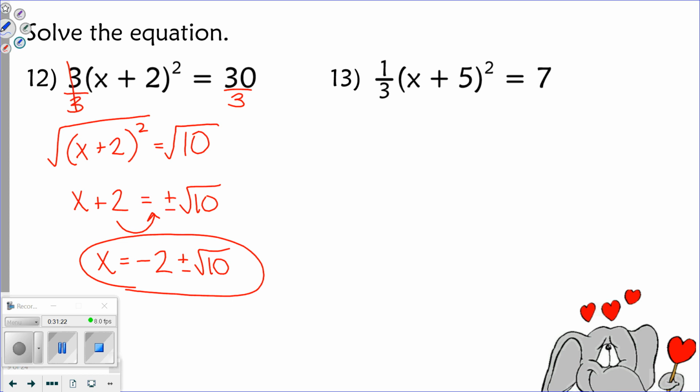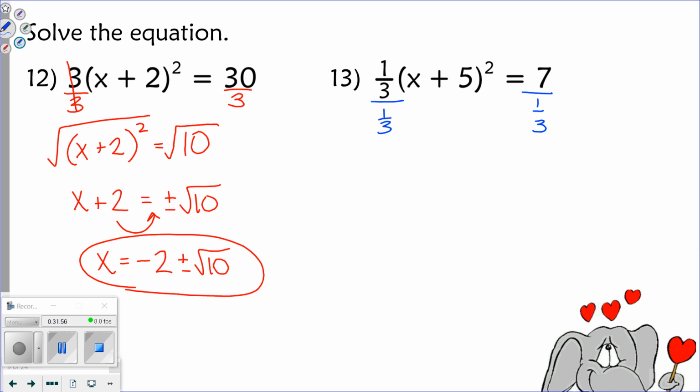All right, what about 13? People panic when they see a fraction. How do I get rid of the 1/3? I can multiply by 3, or for those of you who really hate fractions, is that not just 1/3 times x plus 5 squared? So what's the opposite of multiplying by 1/3? Dividing by 1/3. I agree. In my brain, I see that as I just multiply both sides by 3 to get rid of it. But not a lot of people always see it that way. I can still attack it the same way I attacked this one. It's no different. 1/3 is just a number.